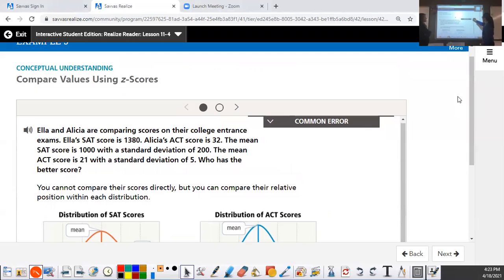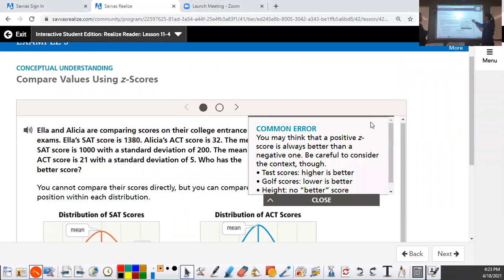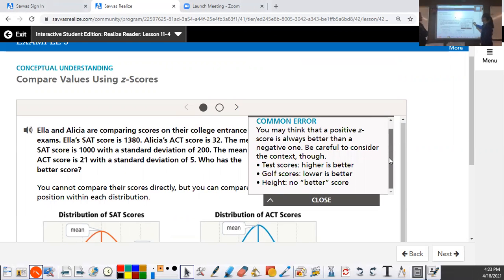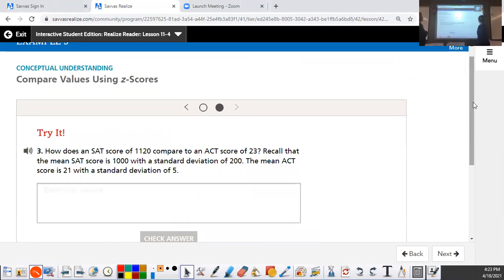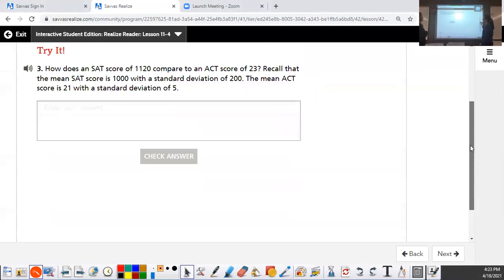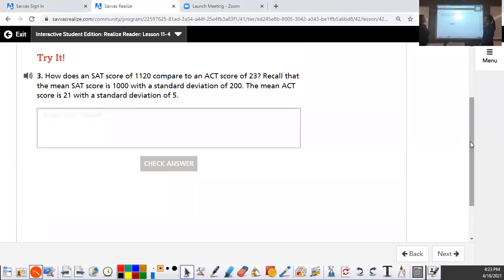Okay. Common error. You may think that a positive z-score is always better than a negative one, but be careful to consider the context, because sometimes that's not true. And do we have a habit of mind? Okay, we did. So this one, you're going to compute the z-score and compare them once again.